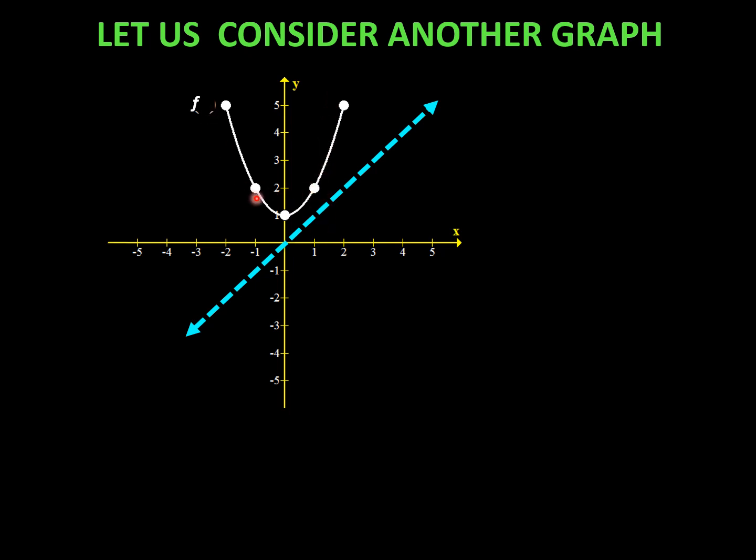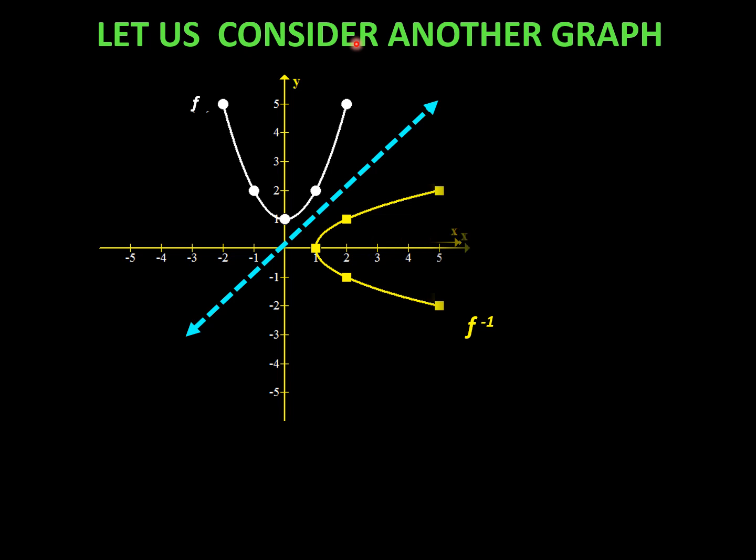So let's plot those points, and we can just check some of them. There we have it. There I have negative 1 and 2, so I need 2 and negative 1. There I have negative 2 and 5, so I need 5 and negative 2. So that's the inverse of that relation. Let's just join those points, and there we have it. So we know this y here is a function. Let's check whether the inverse is also a function.